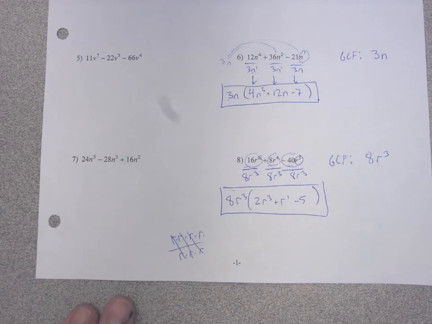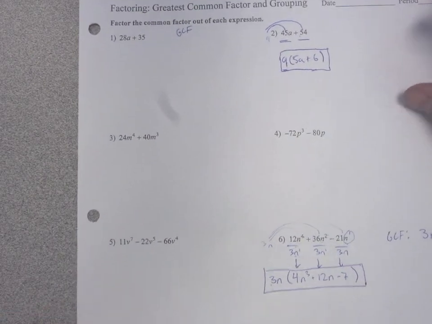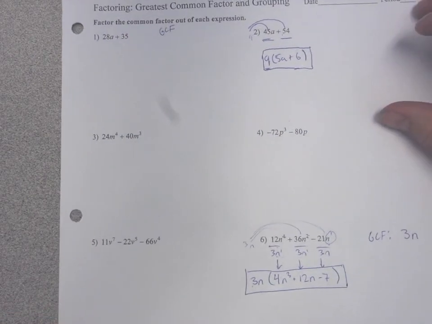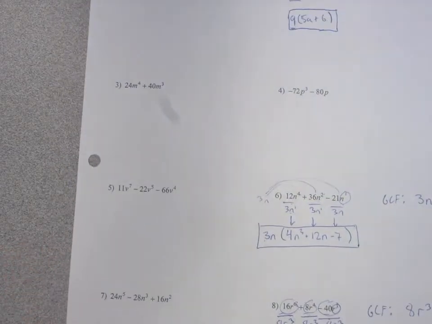Okay, so that's how you pull out a greatest common factor. You got the answers to the odds. You should definitely try those on your own. And we didn't do number 4, but that's okay. We got 3 good examples here, and you got more examples in your notes.